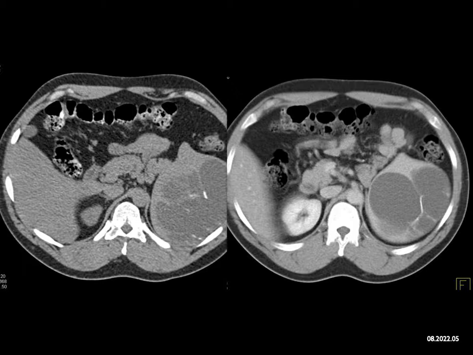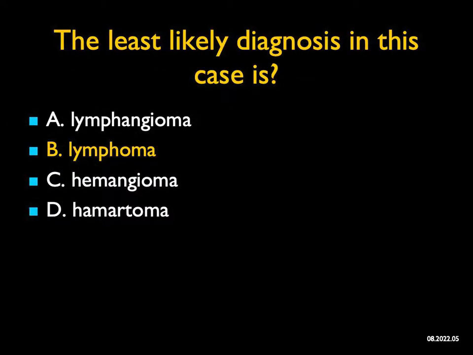I've never seen a lymphoma so cystic. In fact, what this is, cystic lesions, septations, you want to be thinking lymphangioma, and this was a splenic lymphangioma. But the least likely thing would have been a lymphoma.